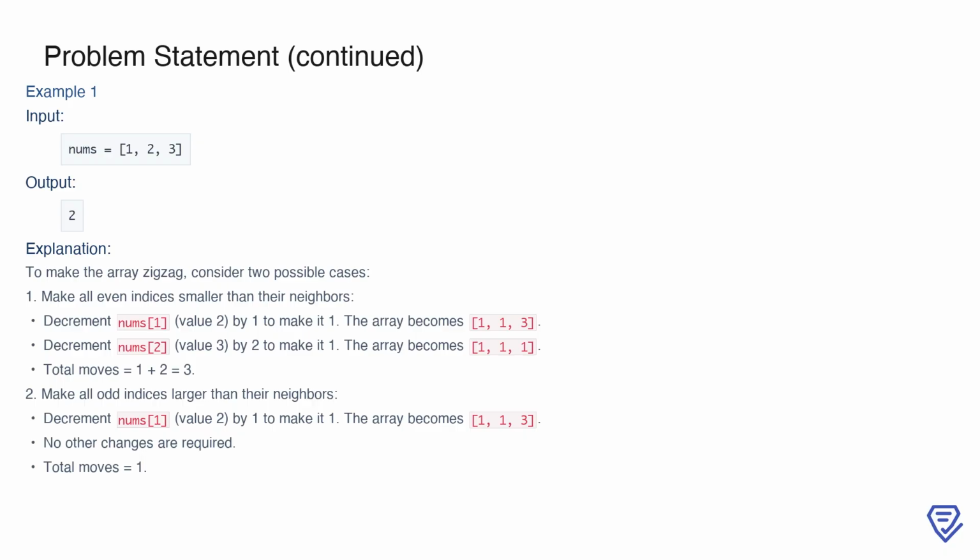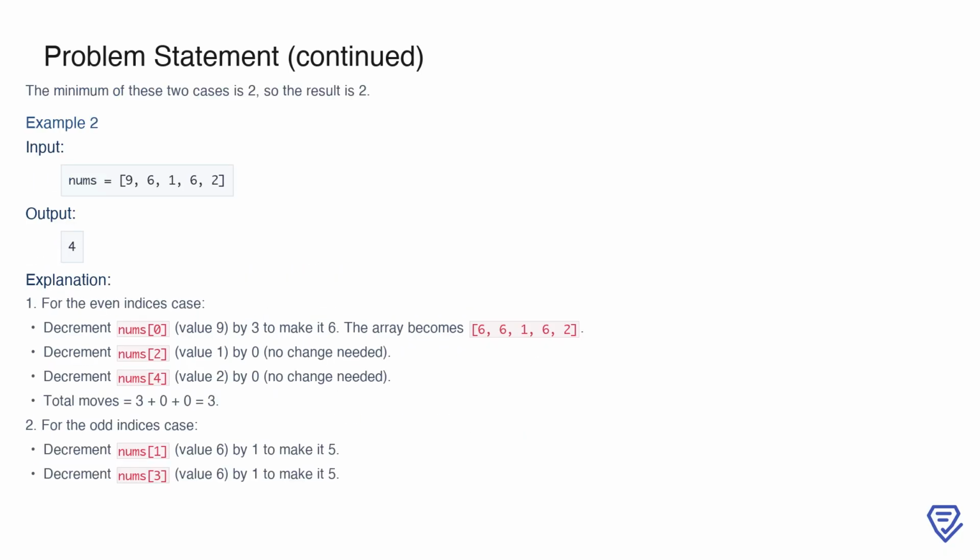Alternatively, we can make the odd indices larger than their neighbors. Here, we only need to decrement the value at index 1 by 1, resulting in the array 1, 1, 3, with a total of 1 move. The minimum of these two strategies is 2 moves, which is our result for this example.